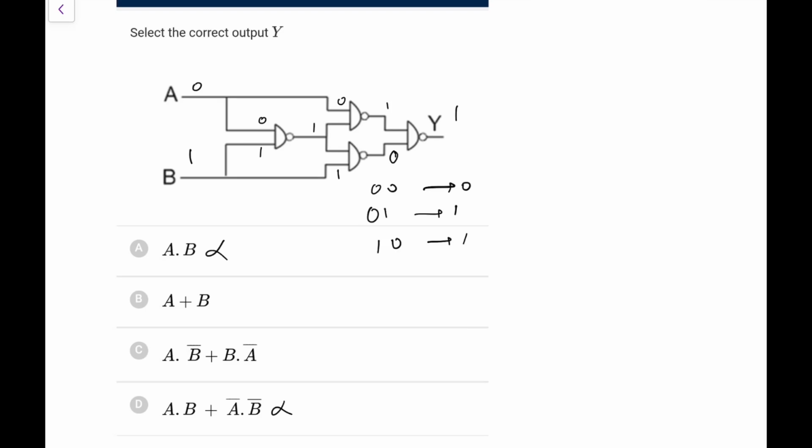Now we have to check for 1 1, because if 1 1 is 1 it would be OR, otherwise it will be C. So for 1 1 if we do, so 1 and 1 it would be 0, 1 and 0 it would be 1, 1 and 0 it would be 1, 1 and 1 it will be 0. So for 1 1 it is 0, so it cannot be OR gate, so it is option C, that is the only one you can go for.